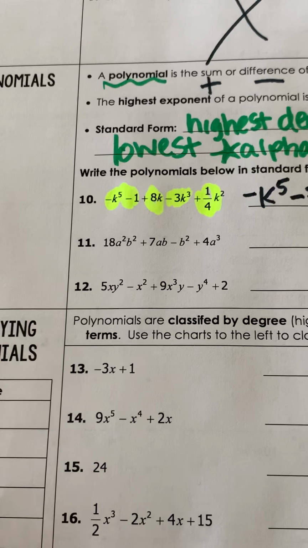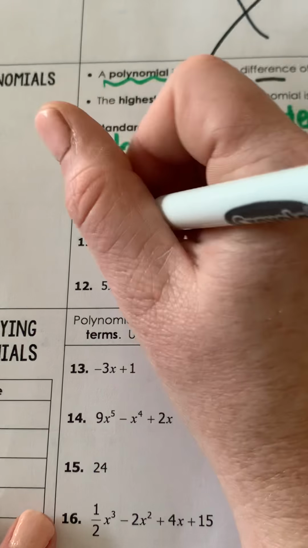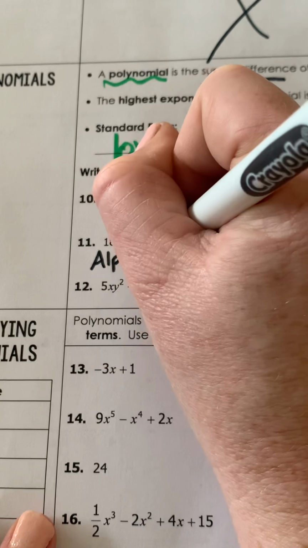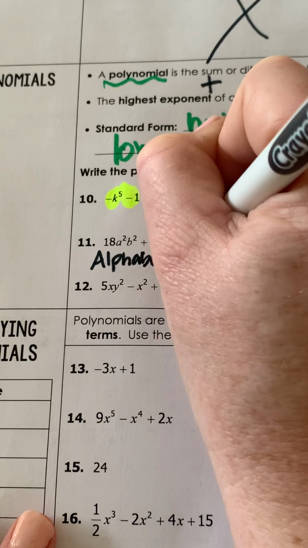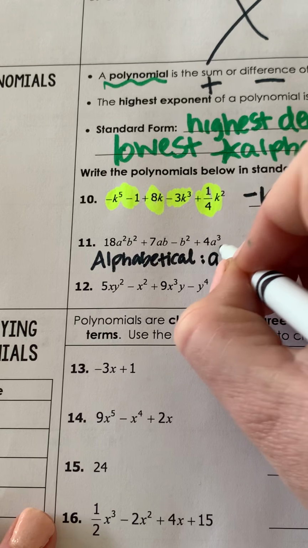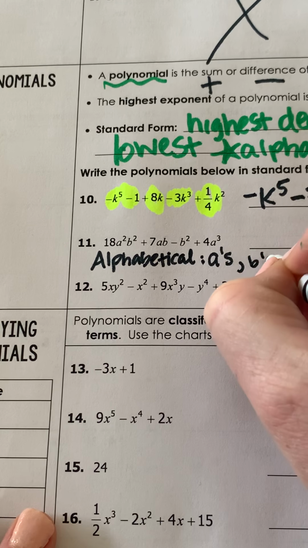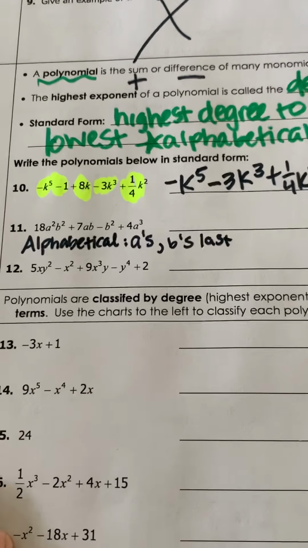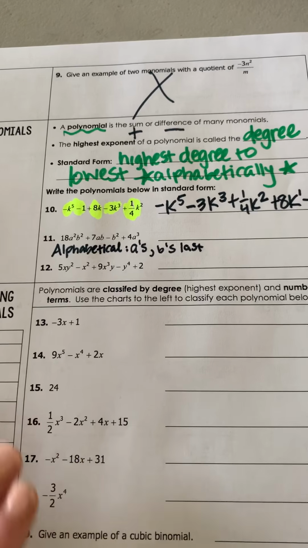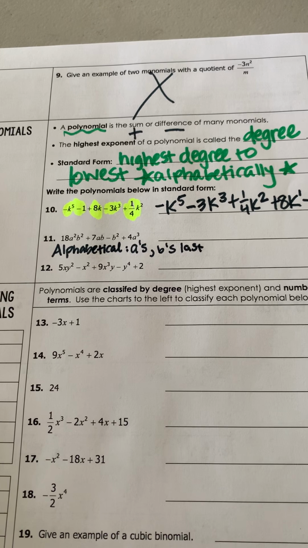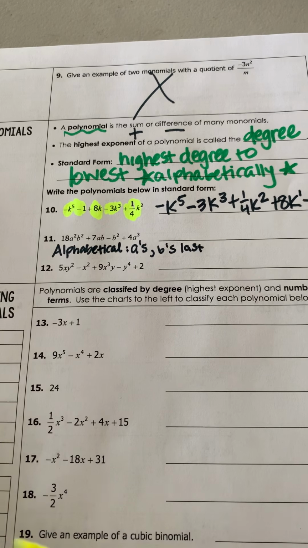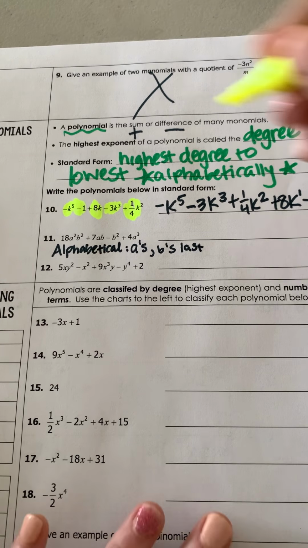Okay, next, 11, we've got to also go in alphabetically. So I need to do all of my A's first and then all of my B's last. So if it has an AB, I'm gonna list it before B, okay? I've gotta get rid of all of my A's and then we'll sort the B's.